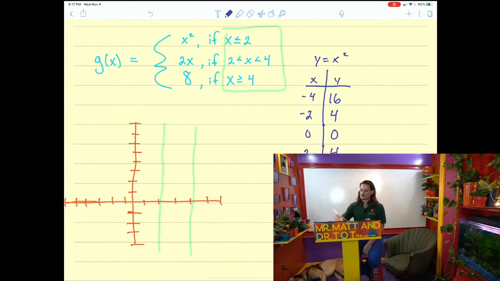So at negative 2, I am at positive 4. So this value is on my plot. At 0, I'm at 0. And at positive 2, I'm at positive 4. Now, at positive 2, I'm inclusive to the domain. So this is going to be a solid dot here. And then I'm just going to connect the other dots. This is a parabola. And so it's going to continue somewhat like this. Looks like a U. Or it should look like a U.